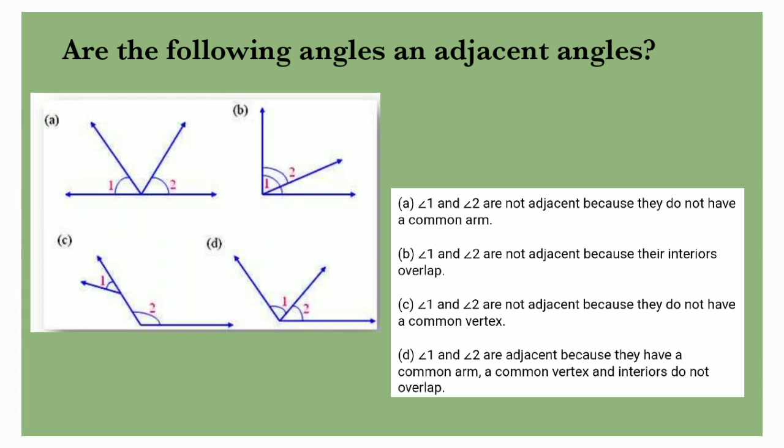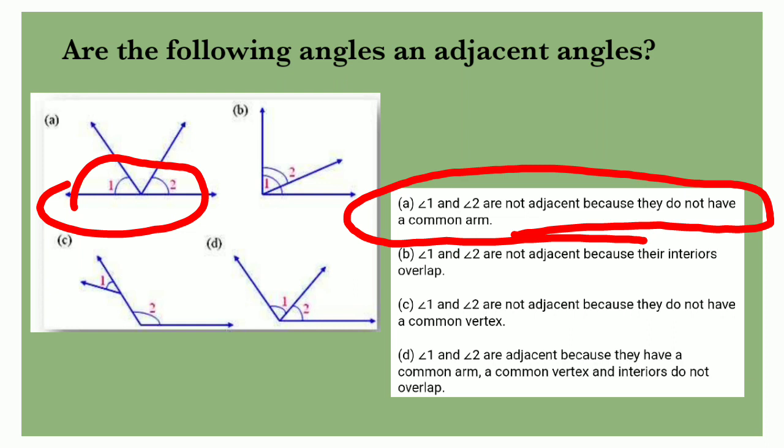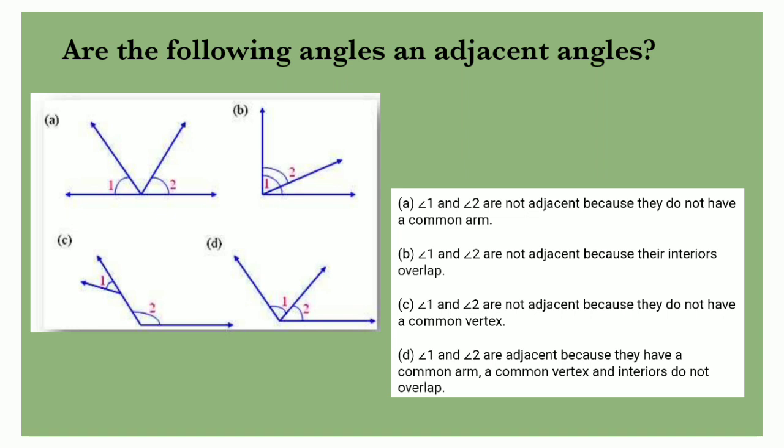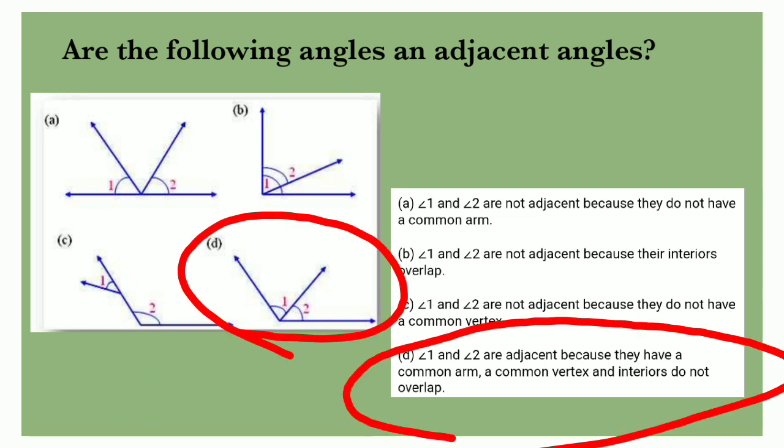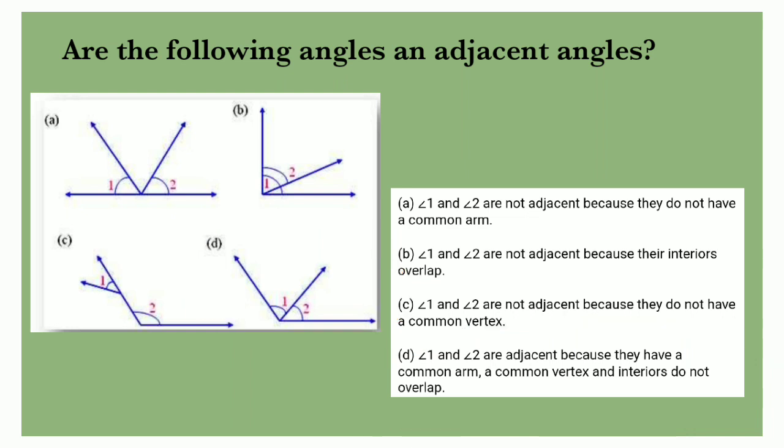No, because angle 1 and angle 2 are not adjacent, since they do not have a common arm. Then sub question B, see the figure, angle 1 and angle 2. Angle 1 and angle 2 are not adjacent because their interiors are overlapping. That means angle 1 is overlapping angle 2. So this is not an adjacent angle. Then angle 1 and angle 2 in C are not adjacent because they do not have a common arm. Here we have no common arm for angle 1 and angle 2. The last one, angle 1 and angle 2 are adjacent angles because they have a common arm and a common vertex, and the interiors do not overlap. That means angle 1 and angle 2 here are nearest angles. Okay, so they are called adjacent angles.